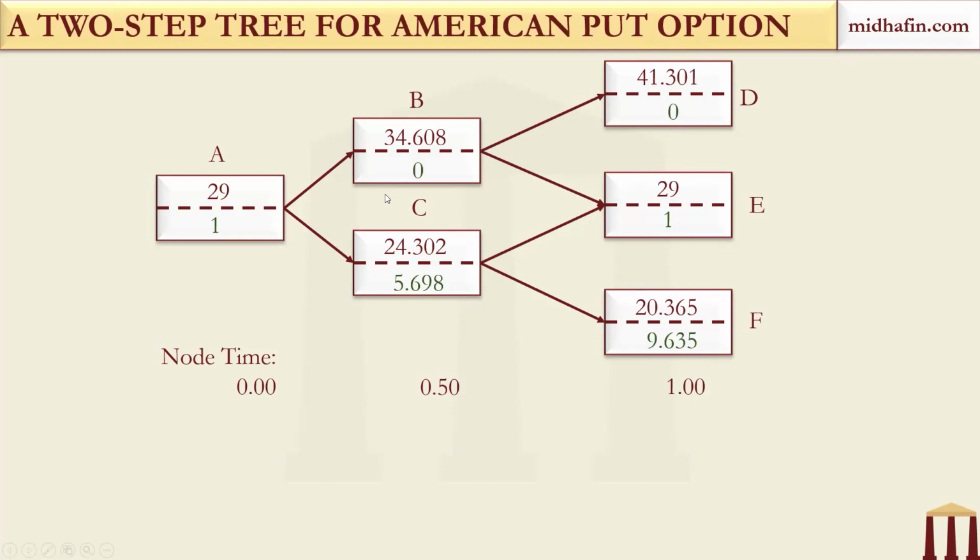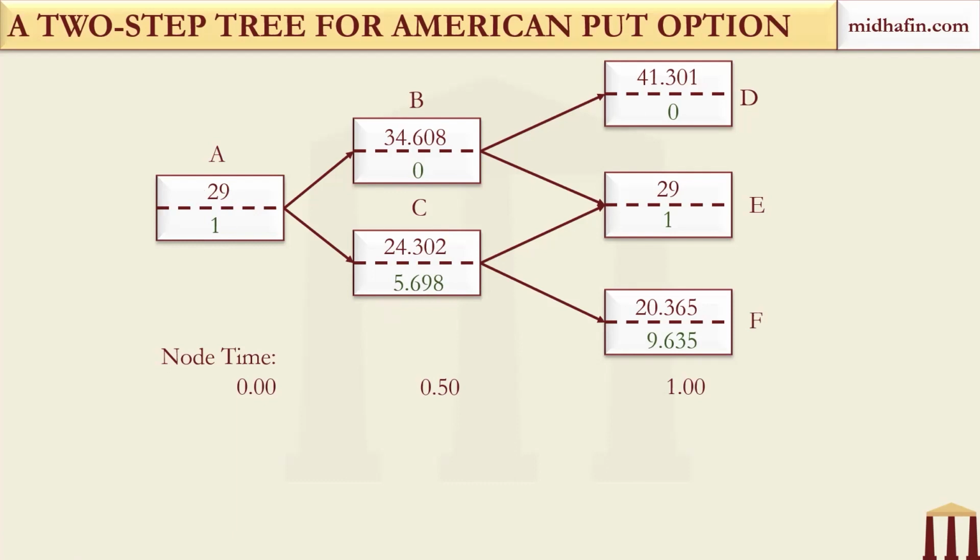Now, at node B, asset price is 34. Strike price is 30. Not exercised. Payoff is 0. These are when we actually exercise the option. These are not the backward induction payoffs. Then at node C, we exercise the option and the payoff is 5.698. And then finally at node A, we exercise the option and the value is $1. So this is the calculation that I have done.